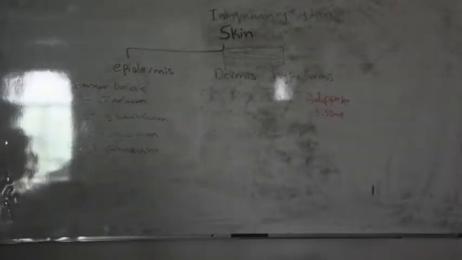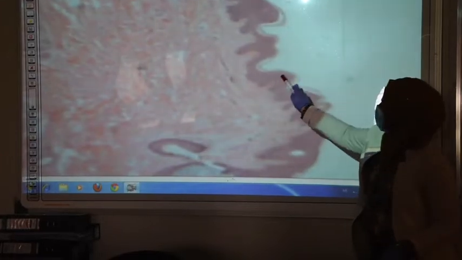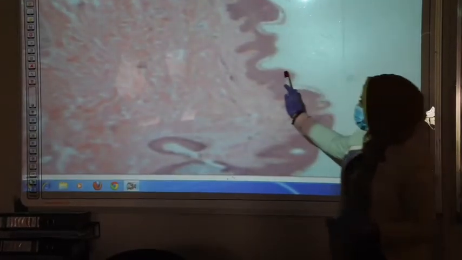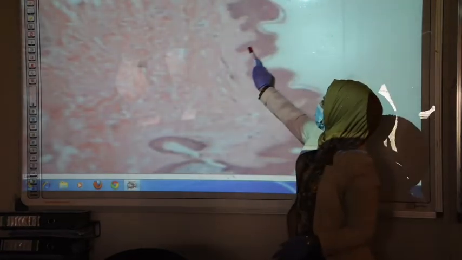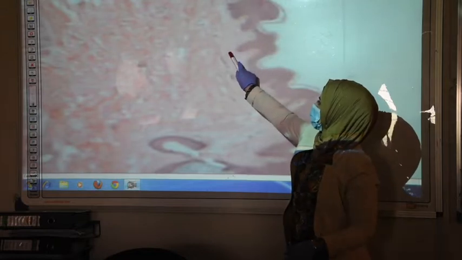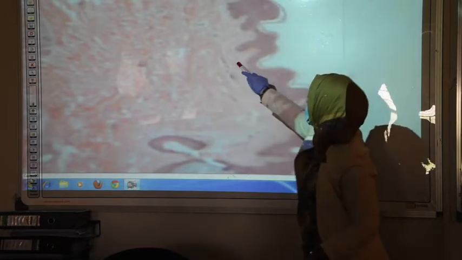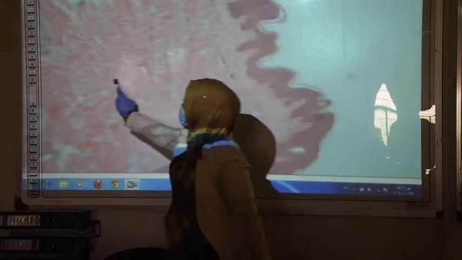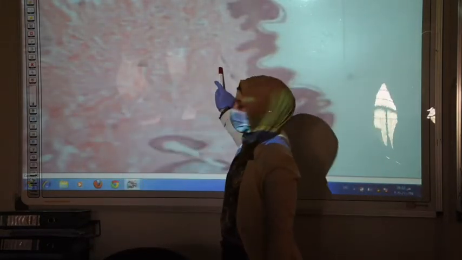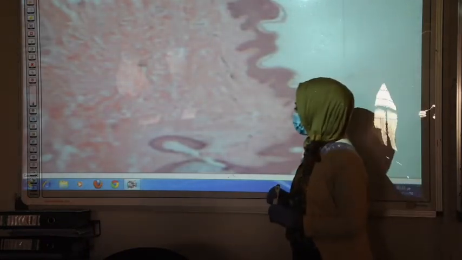On this slide, we can see a section of the skin starting with the epidermis. This is thin skin. Okay, thin skin. These are the epidermis and its ridges or its interference. These are the epidermal papillae, and these are the dermal papillae. And all these parts are present there. Okay, the dermis layer, with its two layers, reticular and papillary.